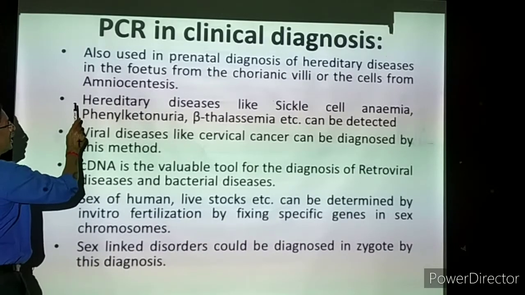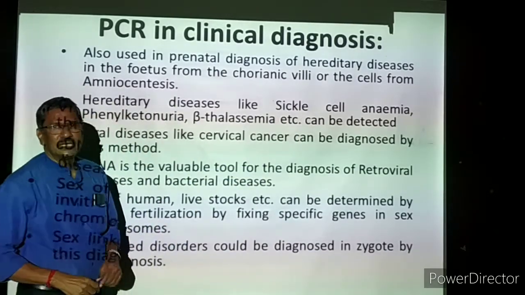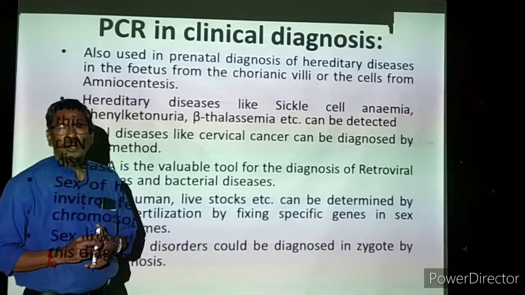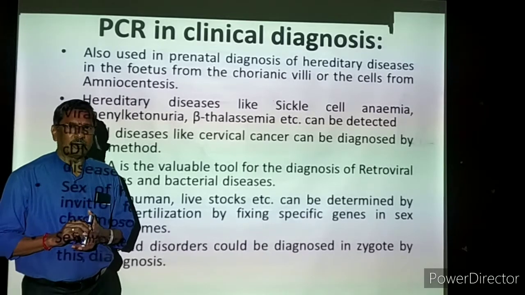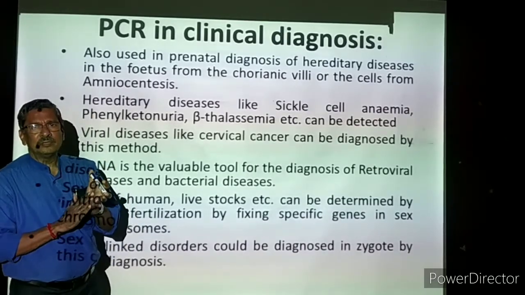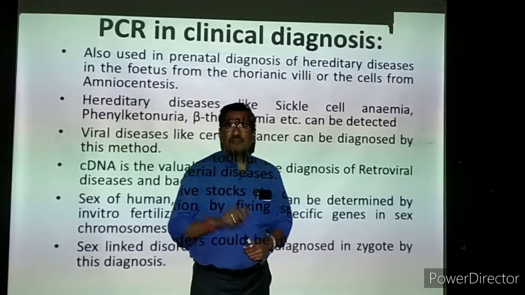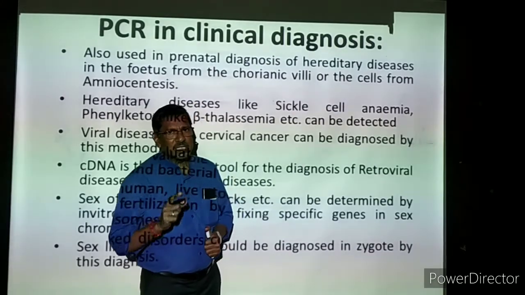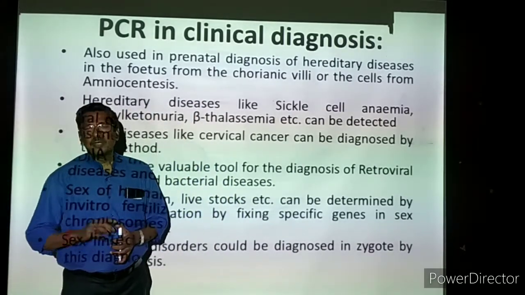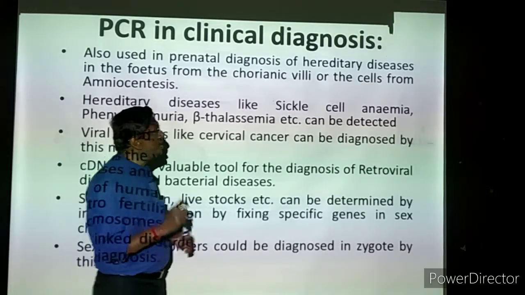Next one is hereditary diseases like sickle cell anemia. What is that? Normally, we are all normal people. When we take our blood, where the RBCs, red blood corpuscles, are there, the RBCs are circular, plate-like and biconcave. That is a normal RBC. But for some people, the RBC will not be circular. The RBC will be irregular and microscopic, sickle shape, sickle.